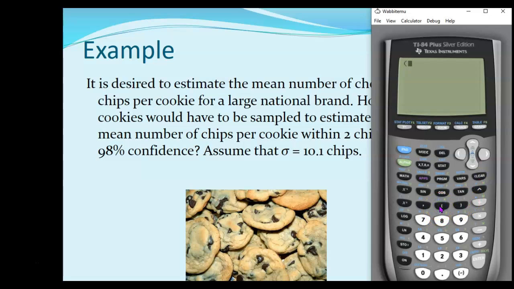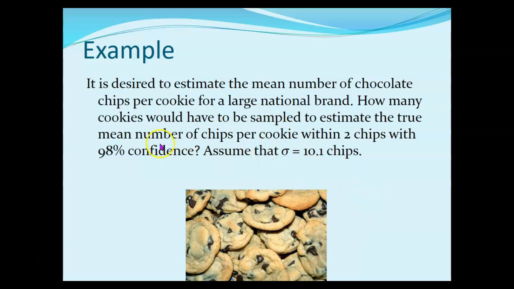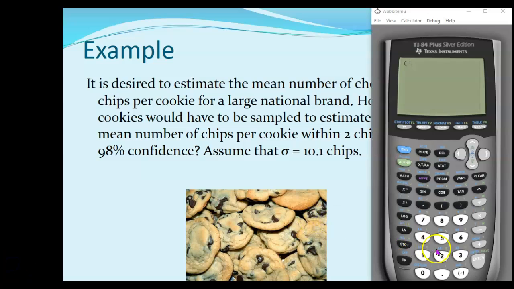So we got our formula. We need to put in the numbers for z sub alpha over 2 and sigma and E. Now, I didn't show the z sub alpha over 2 for 98% earlier on that earlier slide, but I did include it on your notes. For a 98% confidence level, the number you use for z sub alpha over 2 is 2.33. So we're going to put in 2.33 times sigma, which is 10.1, divided by, what's E? Well, we want to know the number of chips per cookie to within 2 chips. So E is 2. Close the parentheses, square it, and the calculator gave us 138 point something. We round that up, and the answer is 139. So we would need a sample with at least 139 cookies in it.